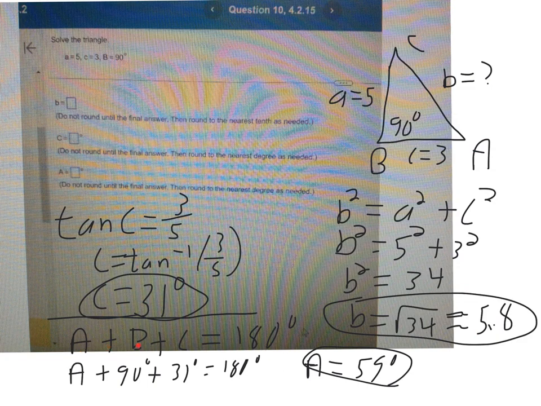Well, the sum of the three angles is 180. We know B is 90, C is 31, and so if we subtract those from 180, we get A is 59.